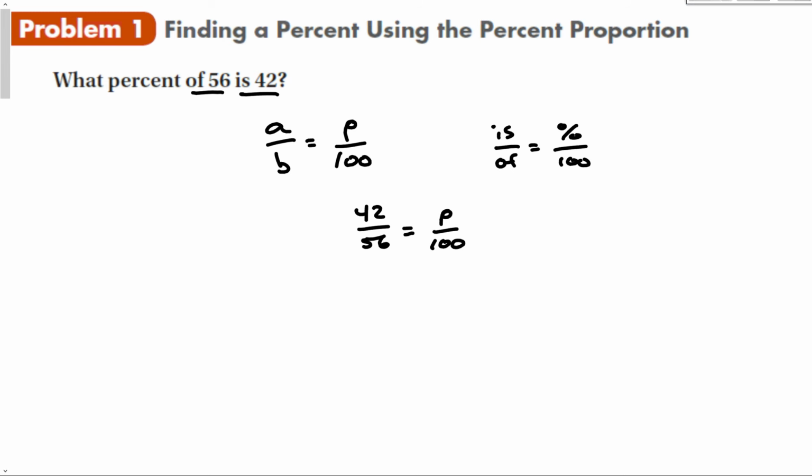Then when we calculate this, we're going to calculate it the same way as any other proportion. We're going to cross multiply. So 42 times 100 gives me 4200 is equal to 56p. Divide both sides by 56, and we get that p is equal to 75, which is a percent because that's what we're solving for. So the answer would be 75%.